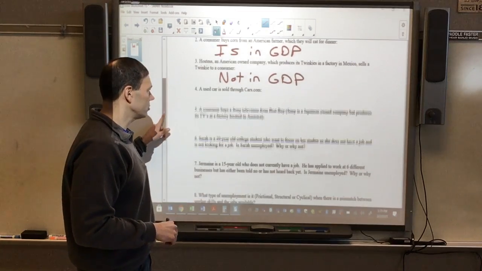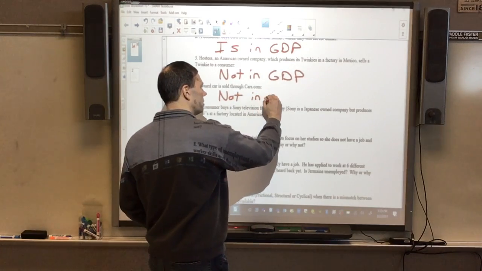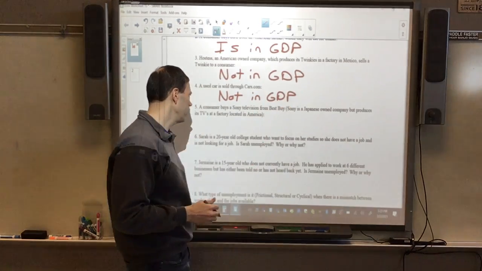Number 4, used cars sold through cars.com, not in GDP. Okay, we don't count resales, not included in that calculation.